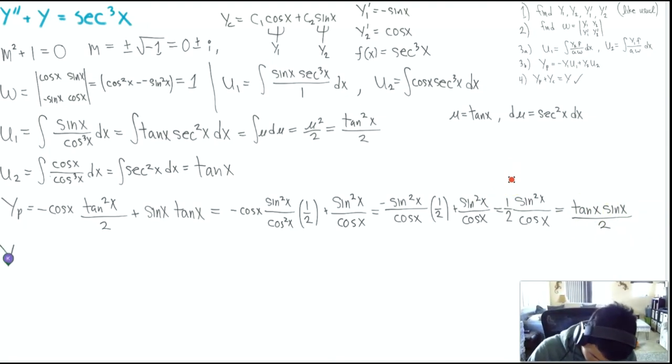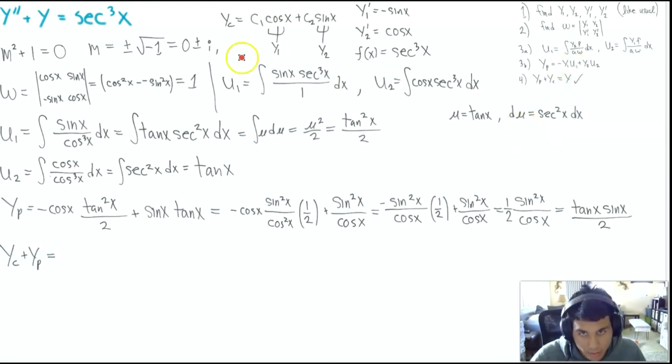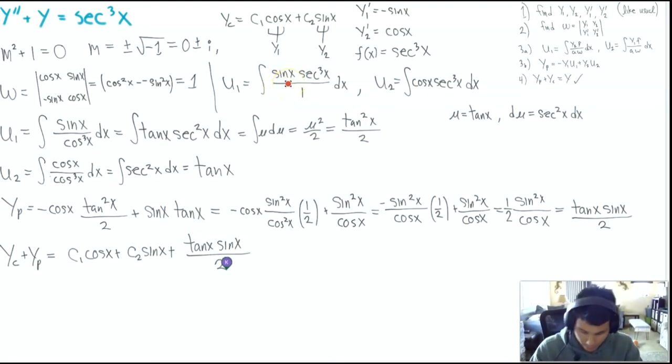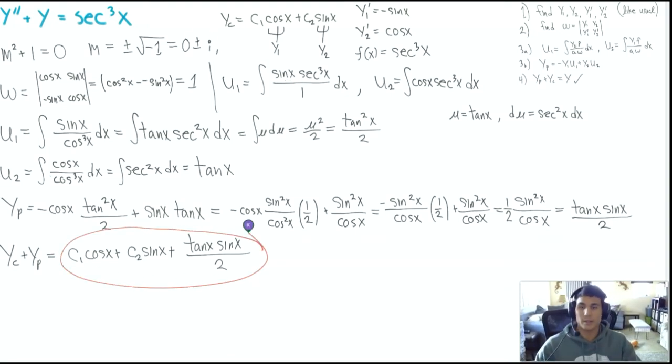Okay, now we can just add yc plus yp, and that is equal to y, which is what we actually want. Out of all this, we just want one variable, which is equal to one function. Just a lot of work for one thing. Where's yc? Yc is up here. c1 cosine x plus c2 sine x plus tangent x sine x over 2. There we go. Ending right there.